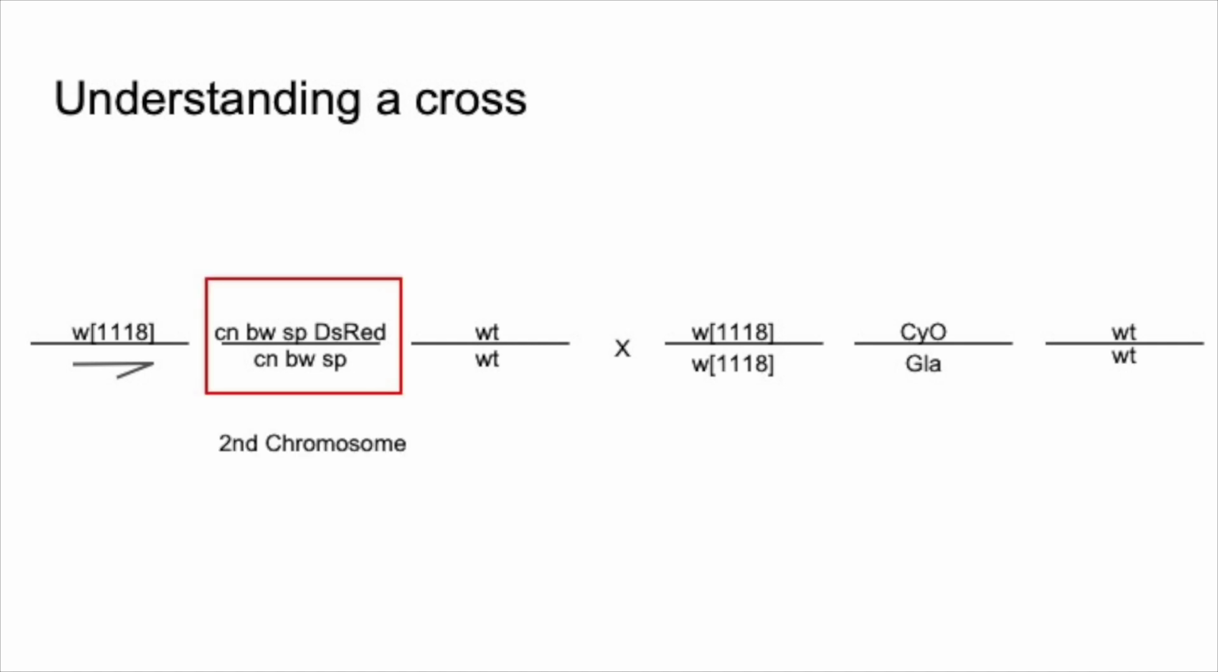The second set of chromosomes are the second chromosomes. In the male on the left, they have one chromosome that has cn bw sp and the DsRed allele, whereas the second chromosome only has cn bw sp. In the female on the right, one of their chromosomes contains CyO, curly, as well as Gla, which stands for glazed.